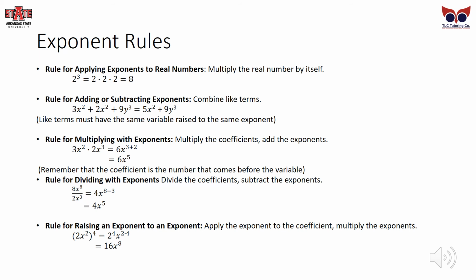Rule for multiplying exponents. Multiply the coefficient and add the exponents. Remember that the coefficient is the number that comes before the variable. Rule for dividing exponents. Divide the coefficient and subtract the exponents. Finally, the rule for raising an exponent to an exponent. Apply the exponent to the coefficient and multiply the exponents.